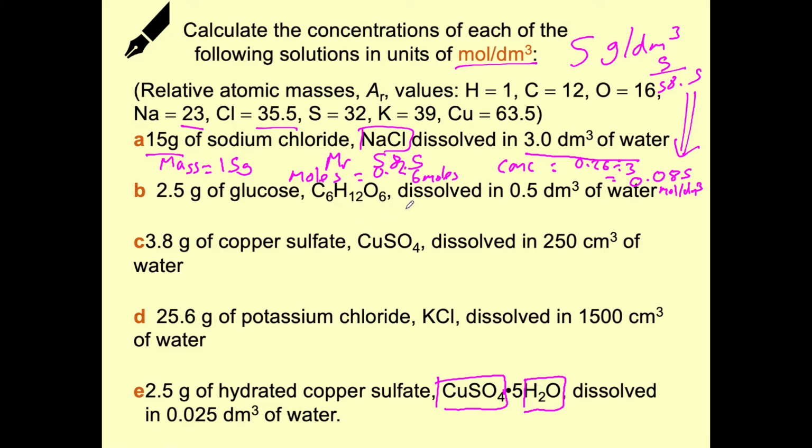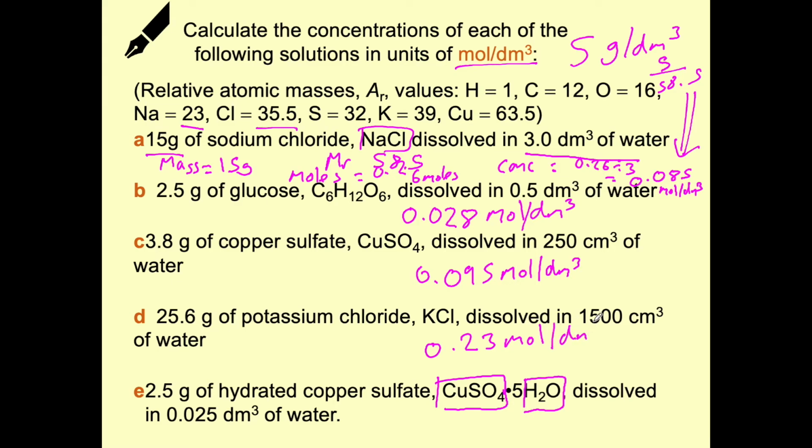So for question B, the answer is 0.028 moles per decimeter cubed. For question C, the answer is 0.095 moles per decimeter cubed. For D, 0.23 moles per decimeter cubed. And for E, 0.4 moles per decimeter cubed.